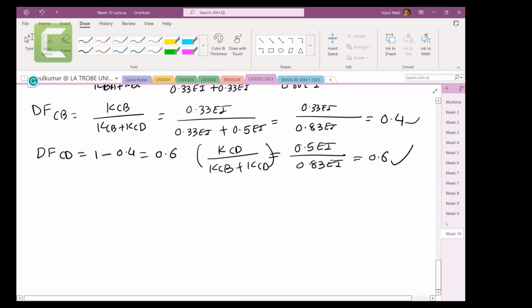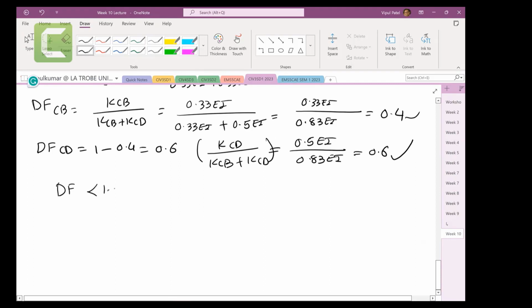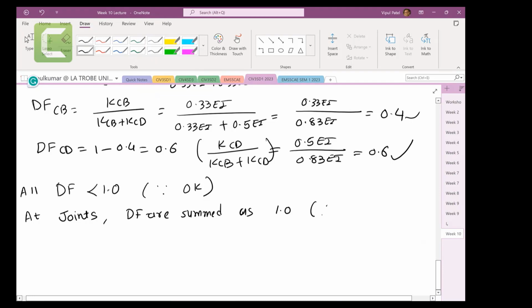So you can look at that. All distribution factors are less than 1.0. Therefore it is okay. At joints, the distribution factors sum to 1.0. So yeah, we check it. Therefore it is okay. So we make 2 checks: the distribution factor is less than 1.0, check is done, and it all looks okay. At the joints, all the distribution factors sum to 1, and we check both of them.